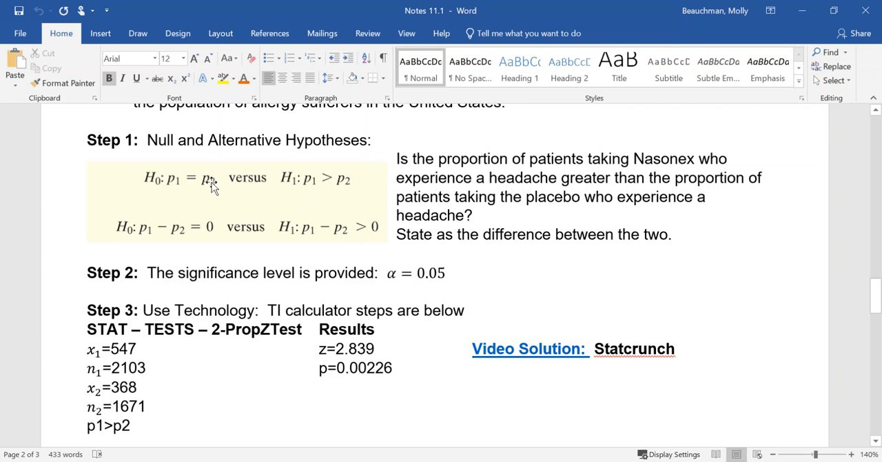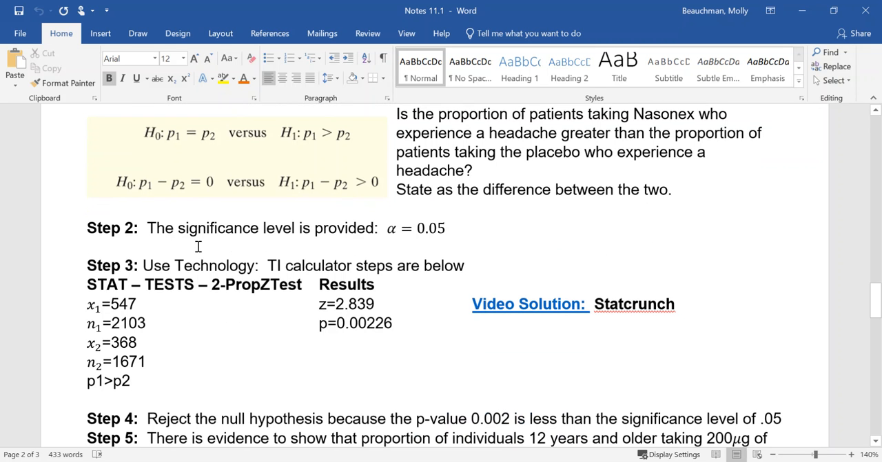So if you're trying to see if they're equal to each other or one is greater than the other, think about it in terms of the differences between the two. Either the difference is 0 or the difference is greater than 0, depending on what our null and alternative hypothesis is. The significance level provided is 0.05.